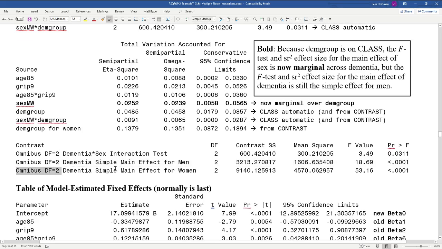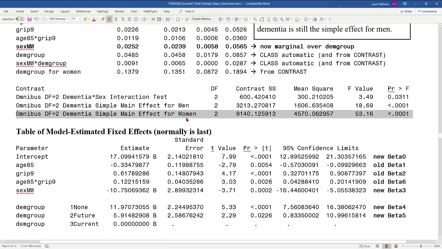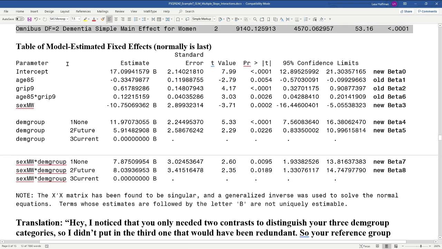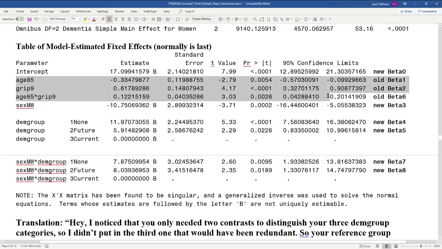So the one that was not generated was the simple main effect for the non-reference group because it doesn't understand that gender needs something to be marginalized over. I have noted on the table of fixed effects here what things have changed and what things haven't. So the intercept now has changed. It is specific to the current group rather than the none group, and that's why it's so much lower. Age, group, and their interaction are the same because they are not involved in the sex by dementia interaction that we're pulling apart here.